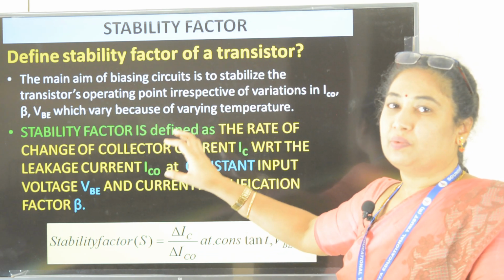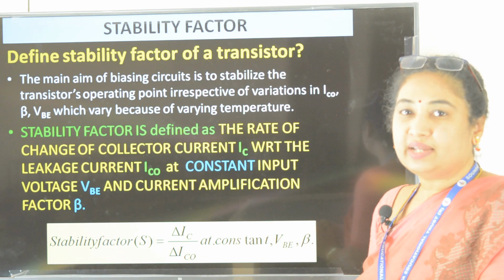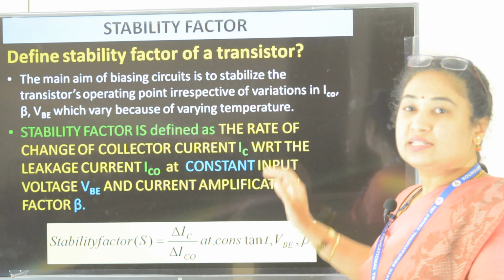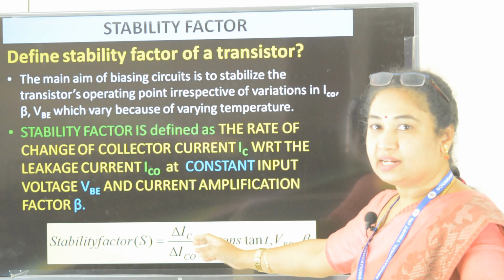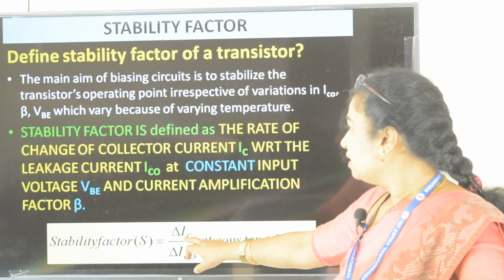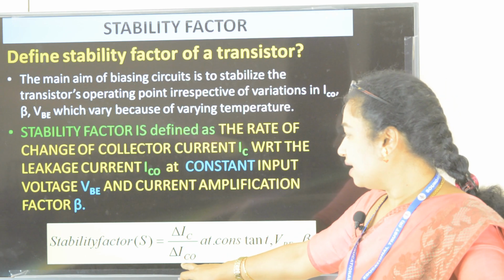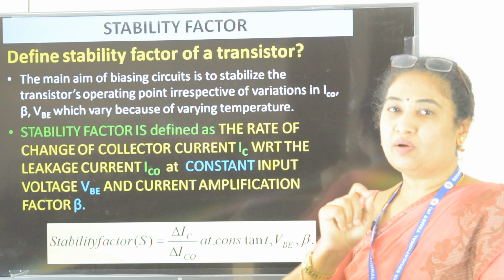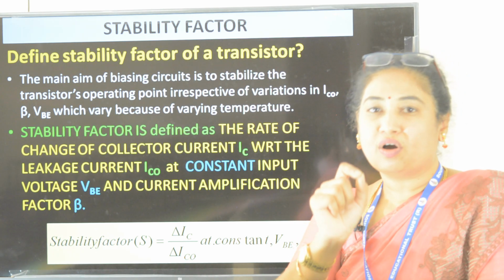Now we come across a very important concept called the stability factor. How do we define this stability factor? It is defined as the rate of change of collector current, a small change in collector current, which I can write as delta IC, with respect to the leakage current ICO. This ICO, I am not particularly mentioning as ICEO or ICBO.